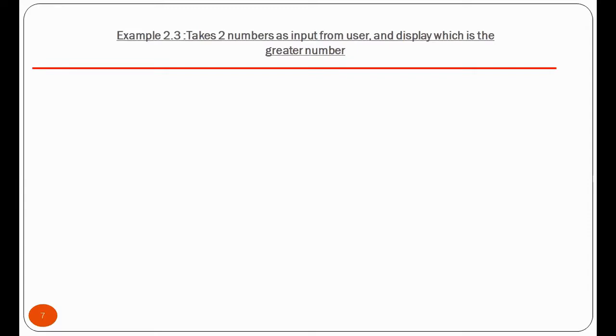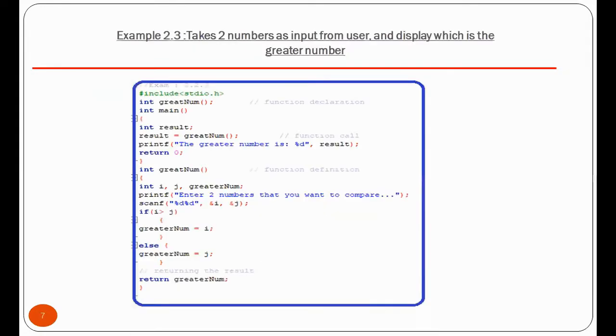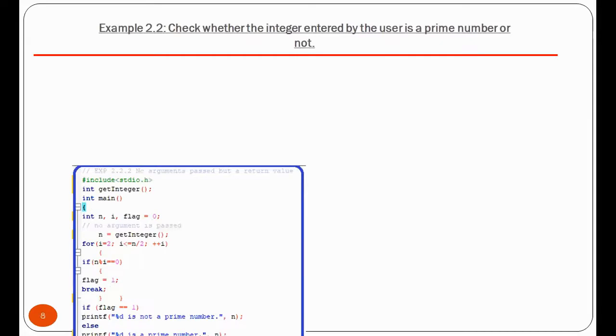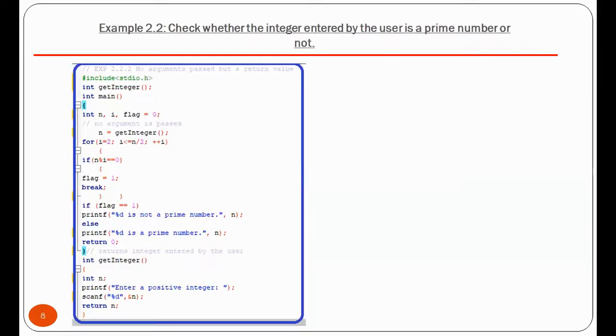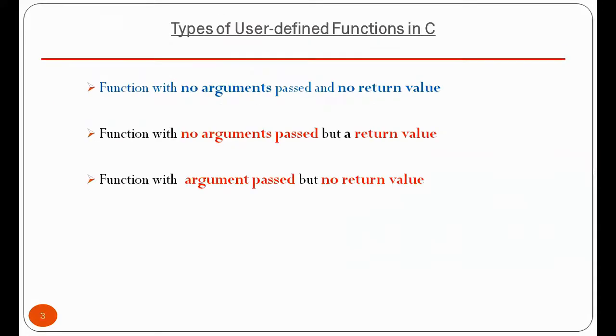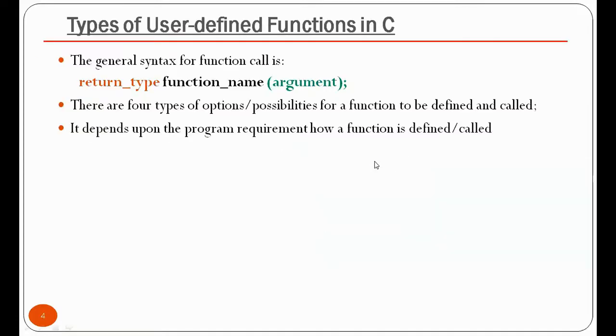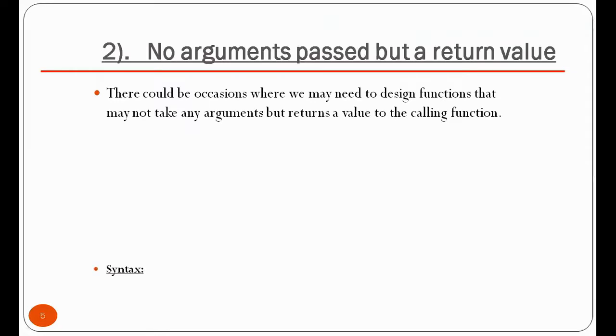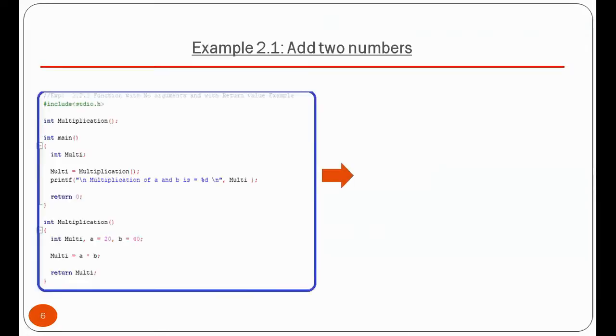Okay, let us see the second example. Take two numbers as input from user and display which is the greater number. Okay, this is the second example. Second example is check whether the integer entered by the user is a prime number or not. If you remember the same example, we did it for the first category, which was no argument passed and no return value, right? This is the first category.